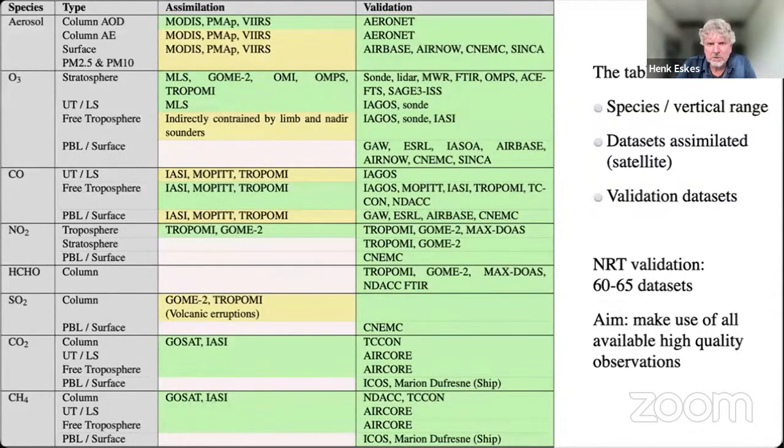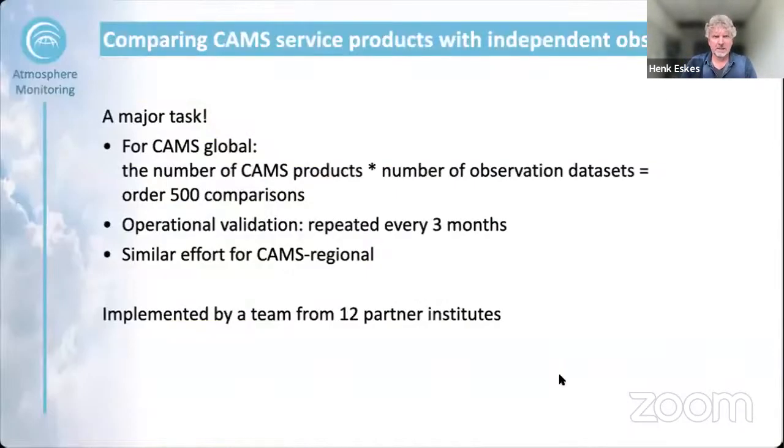In total, I mentioned sort of order 60, 65 data sets that we work with. And of course, the aim is to really make use of all the good high quality observations which are available worldwide within this activity. So it's quite a major task. The number of comparisons is the number of products times the number of observational data sets, and then you end up with something like 500 comparisons. So that's quite a big task.